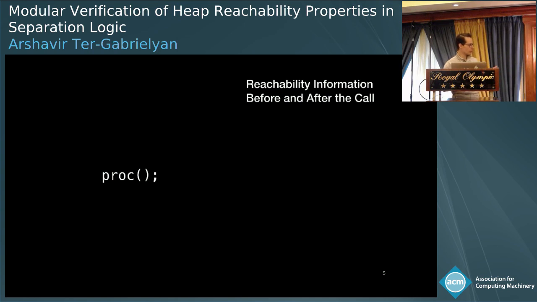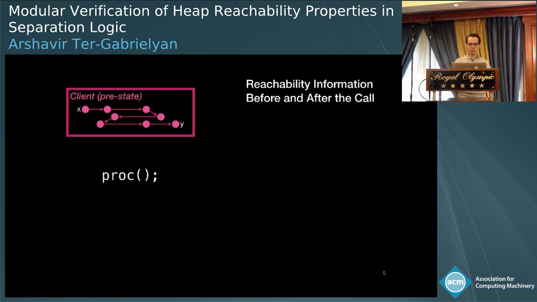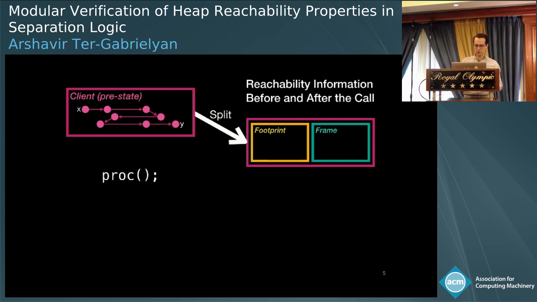And here we have some procedure proc that is invoked. And again, we need to assume something about the heap configuration in the pre-state of the call. Here, for example, we assume that it is known that X reaches Y through a client local path. Okay? So in order for us to split the heap into two, we need to represent client local reachability information using footprint local and frame local reachability information.